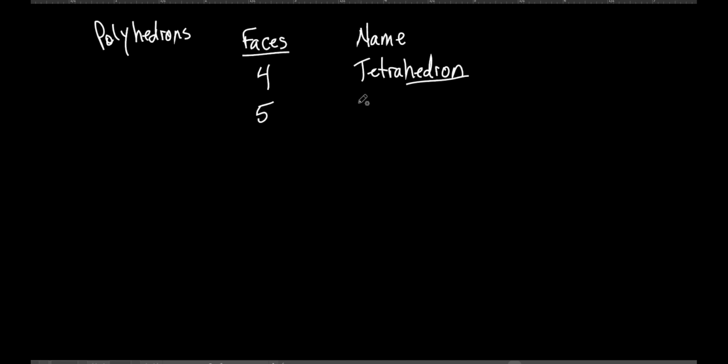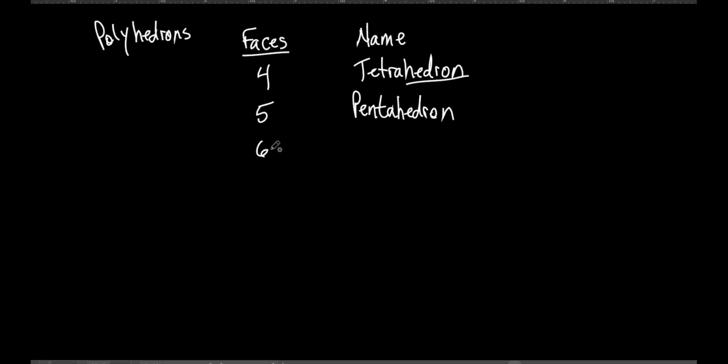Quad means 4, and we already got 4 right here. Penta, right? Penta, a pentagon. Penta is the prefix that means 5. And how do we end this? Penta what? Hedron. A pentahedron is a lot different than just a pentagon. A pentagon is 2-dimensional. These are 3-dimensional.